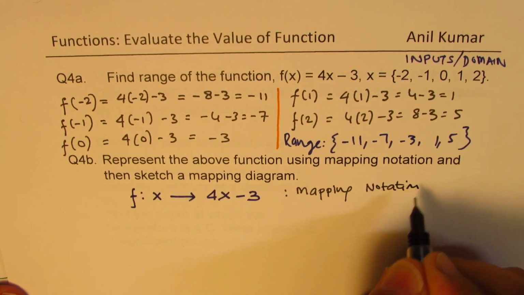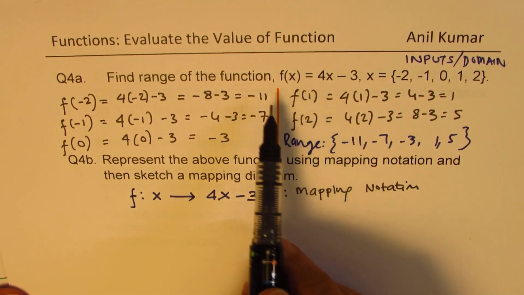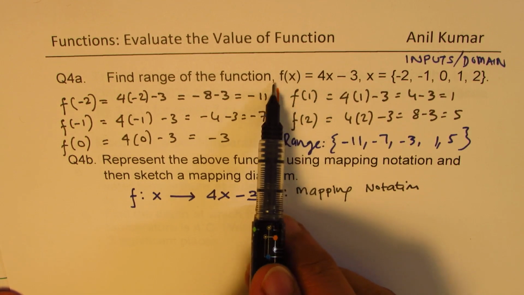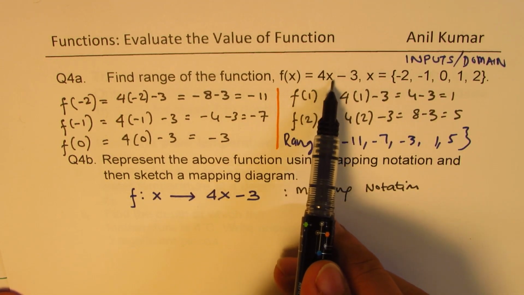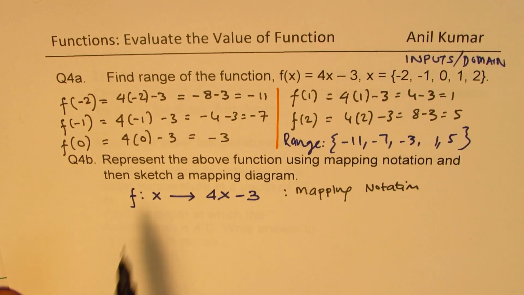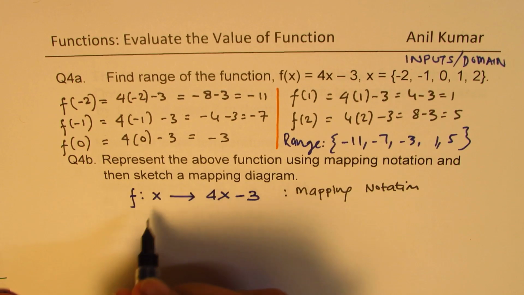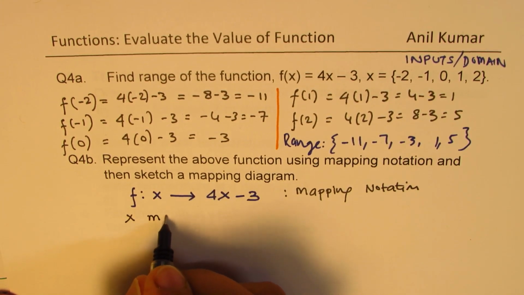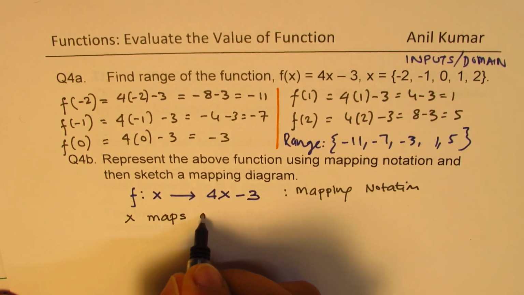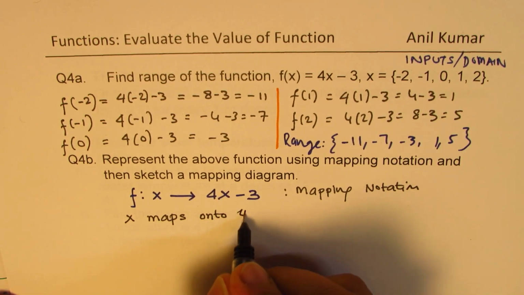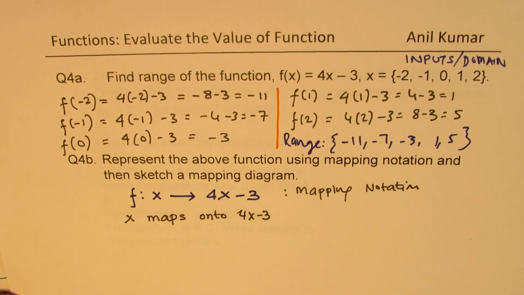So I hope you can see what a function notation is. A function of x is 4x minus 3. Here, in the mapping notation, the function is such that x maps onto 4x minus 3. Is that clear to you? So that is how you could describe it.